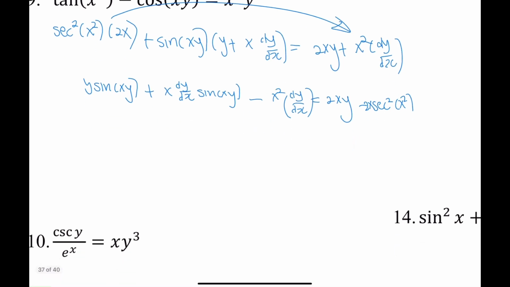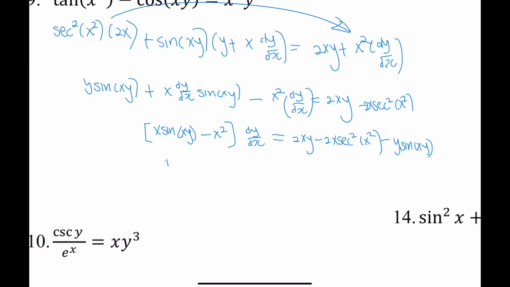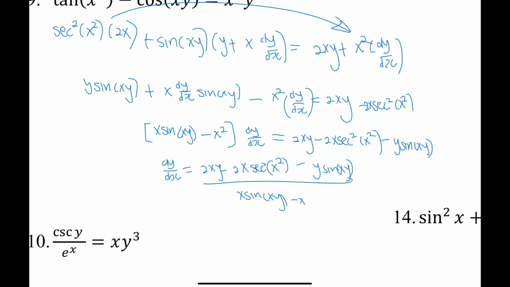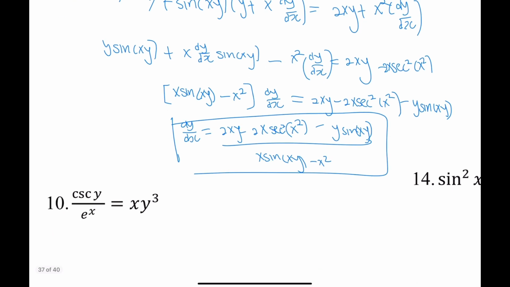Okay, and then we can just do x sine xy minus x squared dy over dx equals 2xy minus 2x secant squared x squared minus y sine xy. dy over dx is equal to 2xy minus 2x secant squared x squared minus y sine xy all over x sine xy minus x squared. Okay, so this will be our answer.